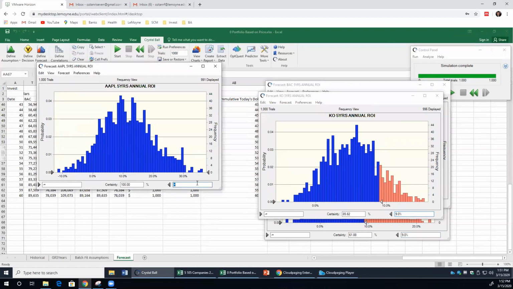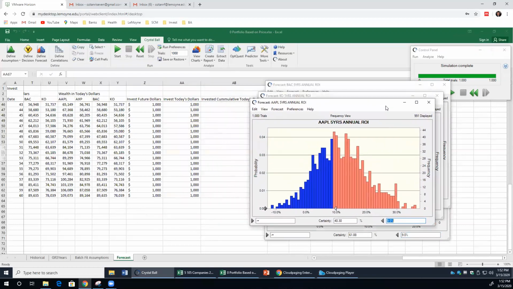All right, so let's do Apple. Probability of losing money, 8%. Probability of not being able to beat the market, 40%. So it looks like Apple is the best company.